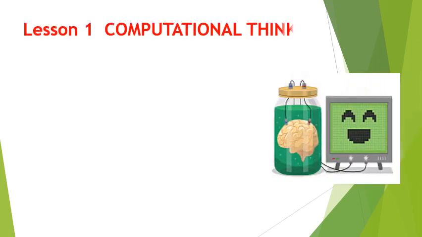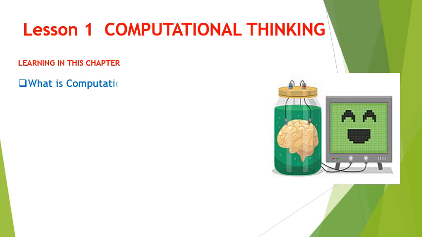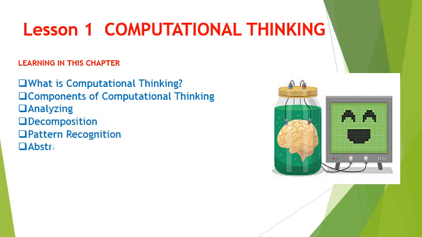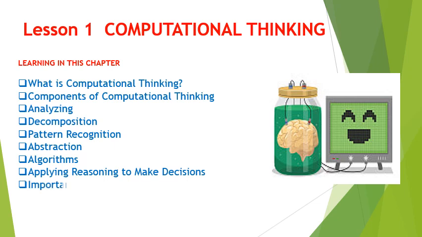Hello children, you are going to learn lesson 1, computational thinking. In this chapter, the following topics will be covered. What is computational thinking? Components of computational thinking: analyzing, decomposition, pattern recognition, abstraction, algorithms, applying reasoning to make decisions, and importance of computational thinking.